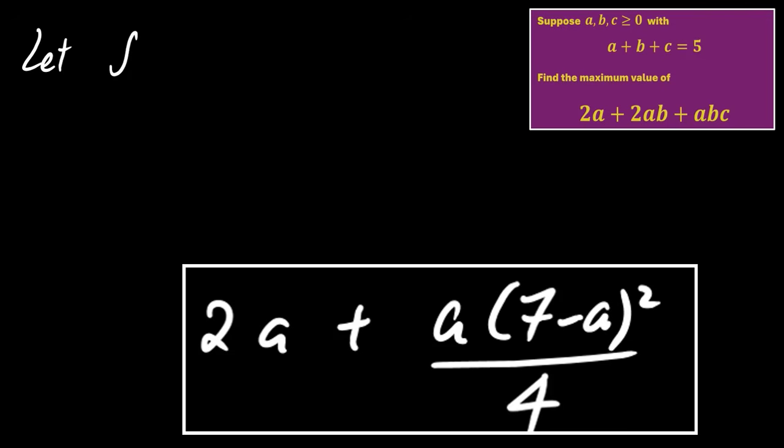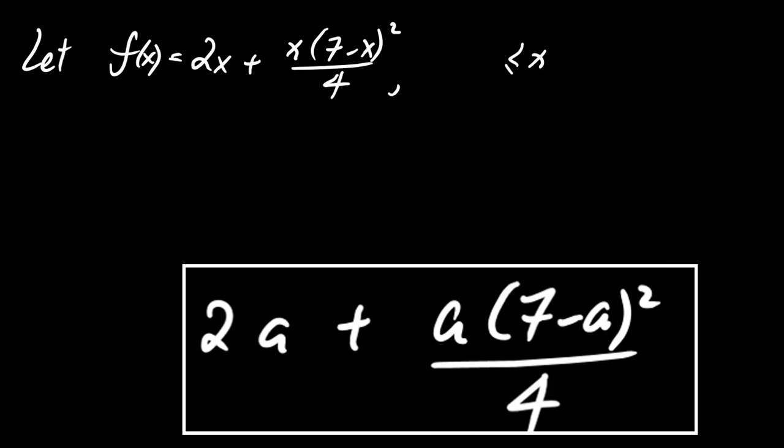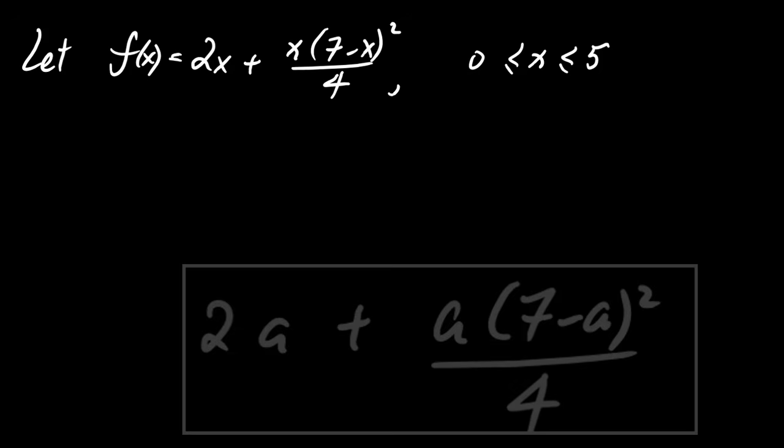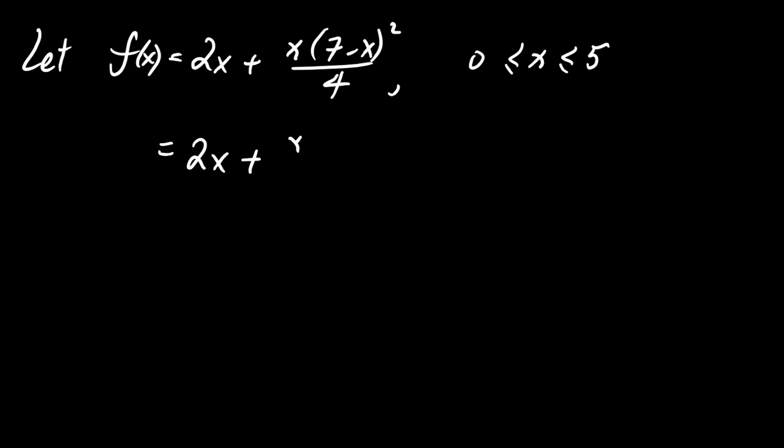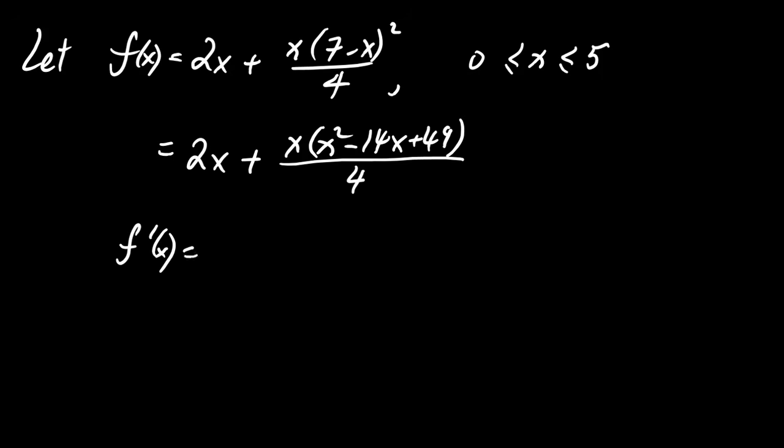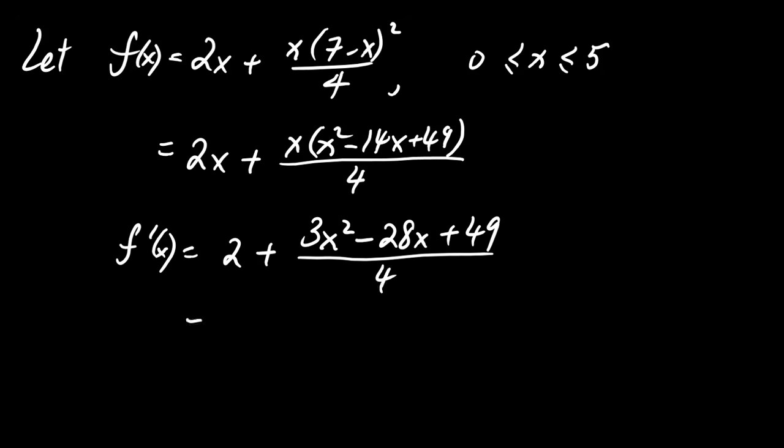We let f(x) be 2x plus x(7 minus x) squared over 4, where x is in between 0 and 5. So f(x) is 2x plus x(x squared minus 14x plus 49) over 4. So differentiate it. x cubed becomes 3x squared, negative 14x squared becomes negative 28x, and 49x becomes 49, everything over 4. And this is 1 over 4 times (3x squared minus 28x plus 57).